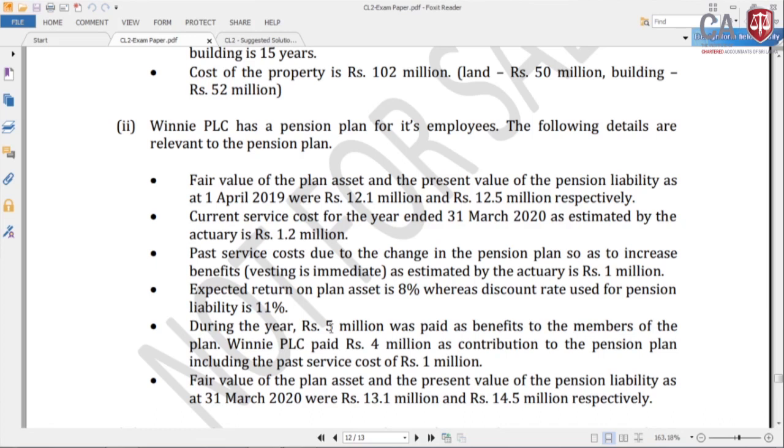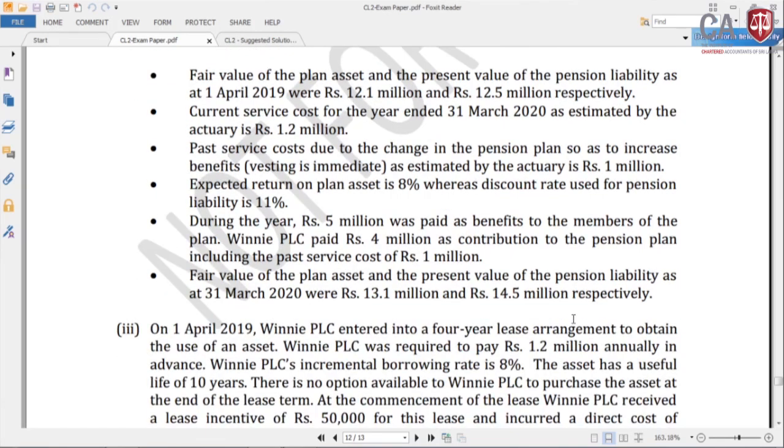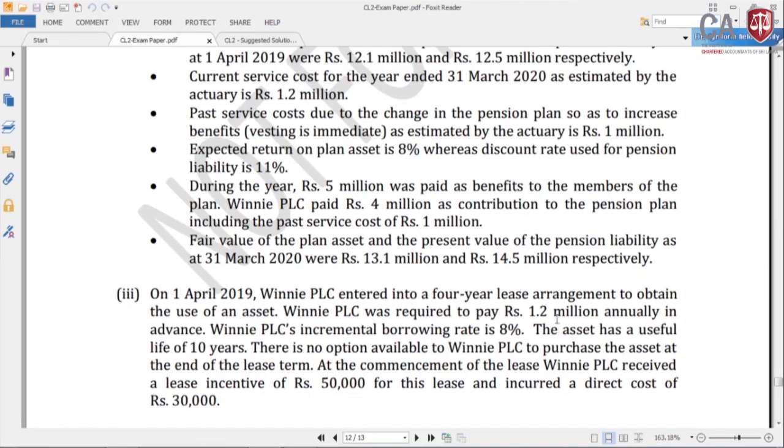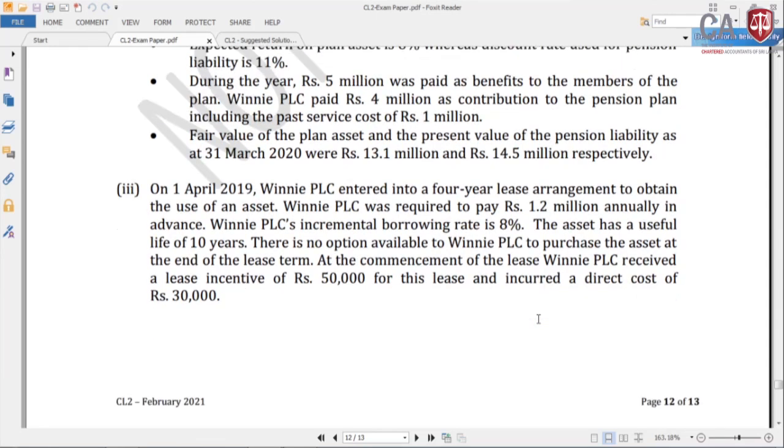Expected return on plan assets is 8%, whereas discount rate used for pension liability is 11%. During the year, rupees 5 million was paid as benefits to the members of the plan. Winnie PLC paid 4 million rupees as contribution to the pension plan, including the past service cost of 1 million. Fair value of the plan assets and the present value of the pension liability as at 31st March 2020 were 13.1 million and 14.5 million rupees.